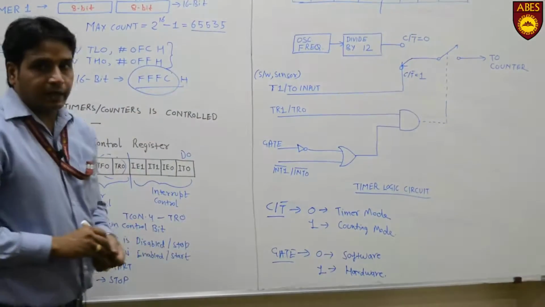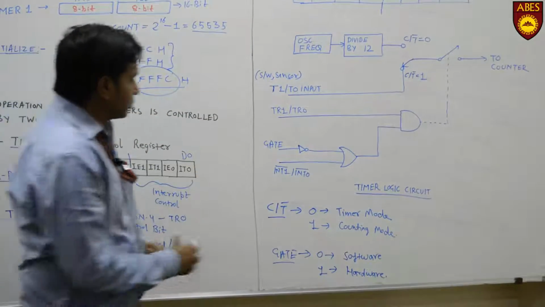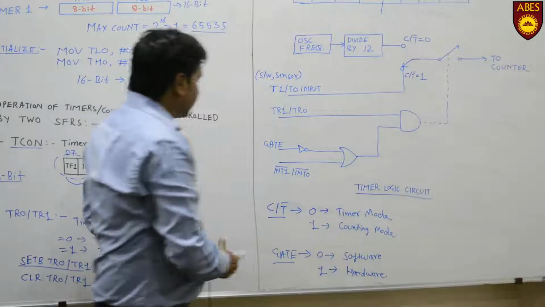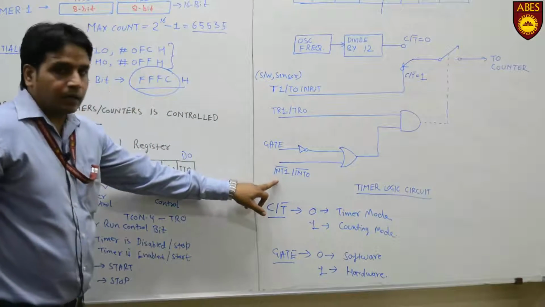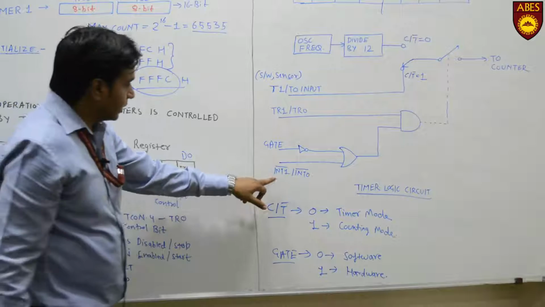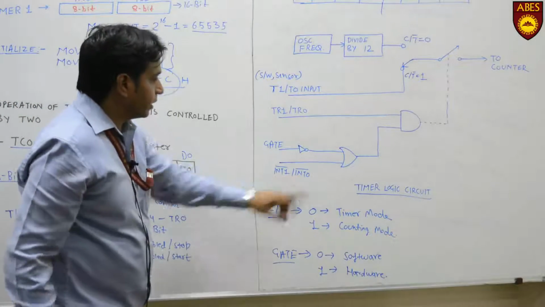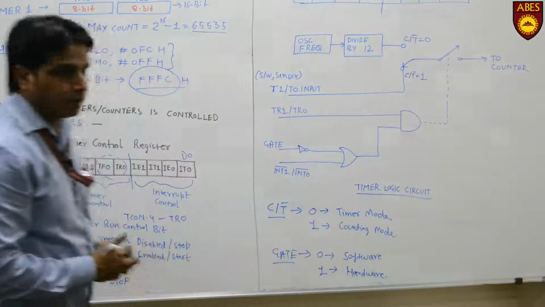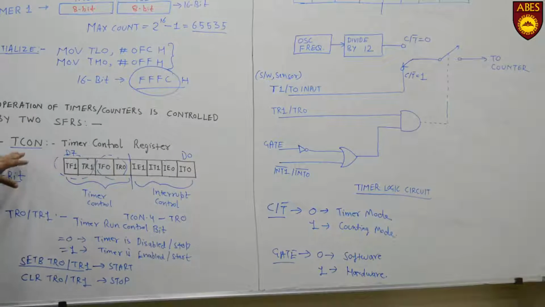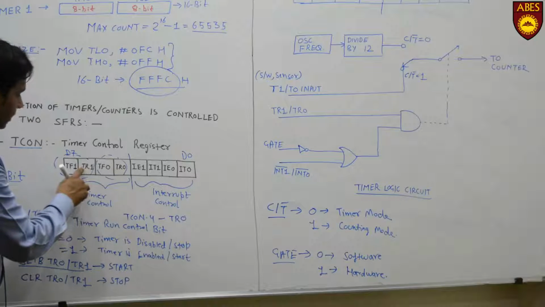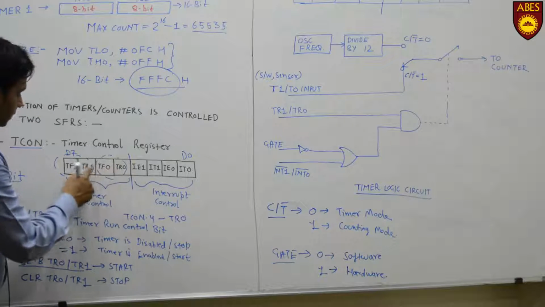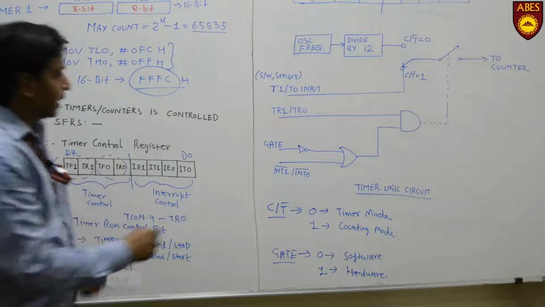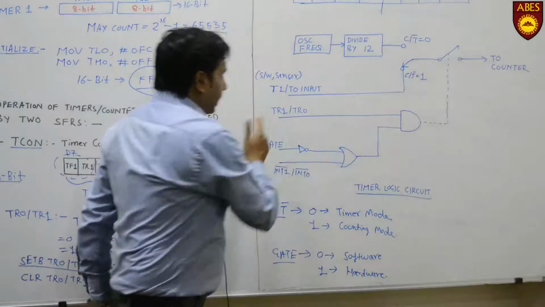So the functioning again can be seen with the help of this figure. This is an OR gate that is connected to the gate input and the interrupt pins of the microcontroller, that is INT1 and INT0. Then these are the TR1 and TR0 bits that we have already seen, which are bits of the TCON register. We have two bits here, TR0 and TR1. This is for timer 0 and this is used for timer 1. These are connected to one input of the AND gate.